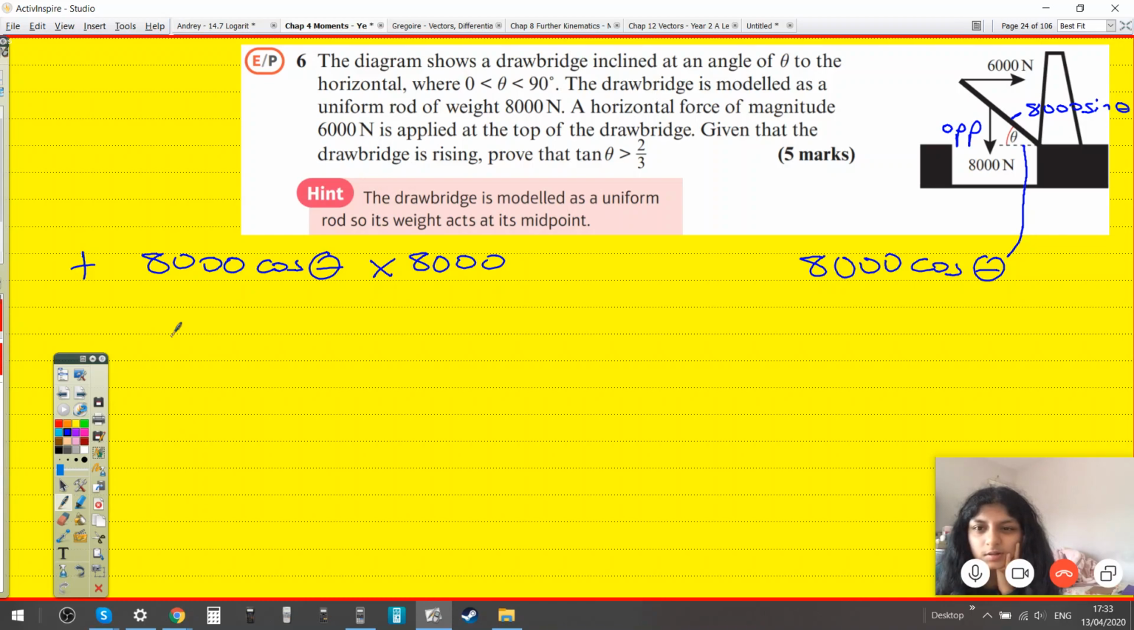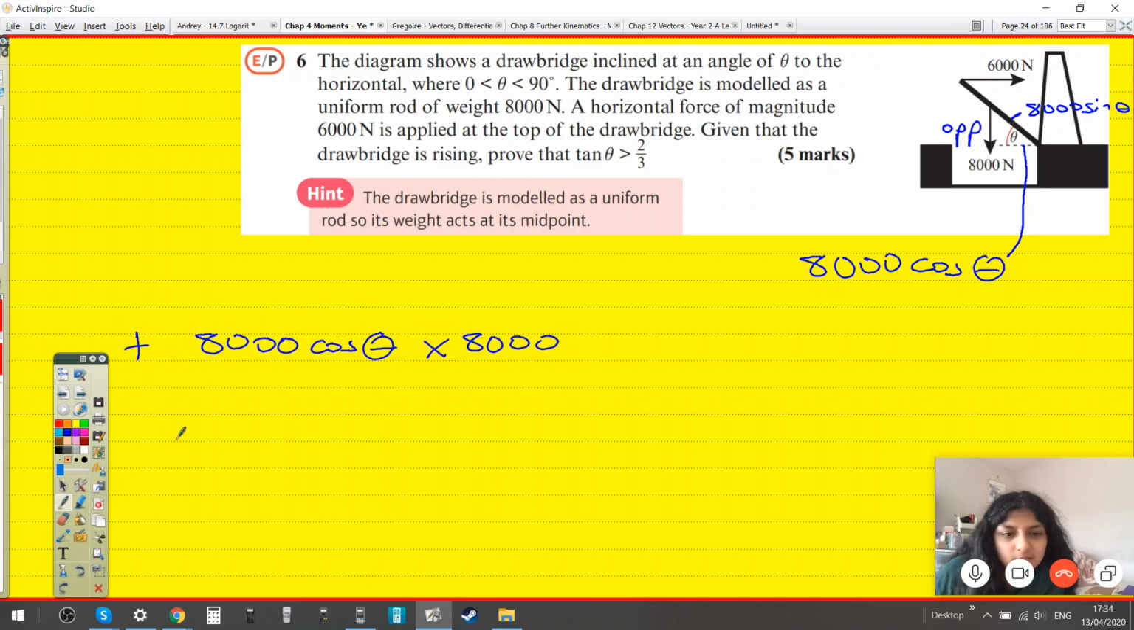I don't know what the distance would be for the second one. Well, the distance for the first one is 8,000 cos theta. You're referring to the perpendicular, the horizontal distance? Okay. So whichever way you look at it, it's going to be double, won't it? The one that's 6,000, won't it be double, if this is the midpoint? Yeah, maybe. So that would be 16,000 cos theta times 6,000. Clockwise, that would be minus.